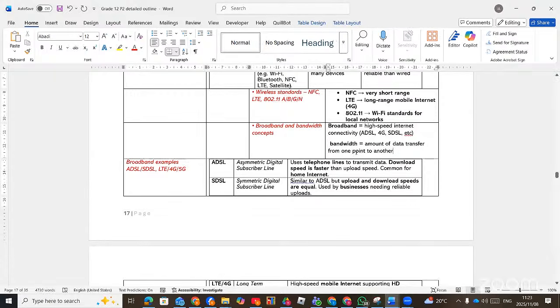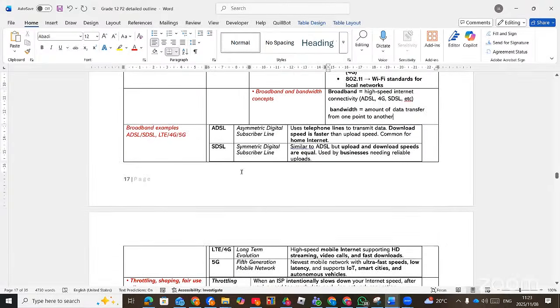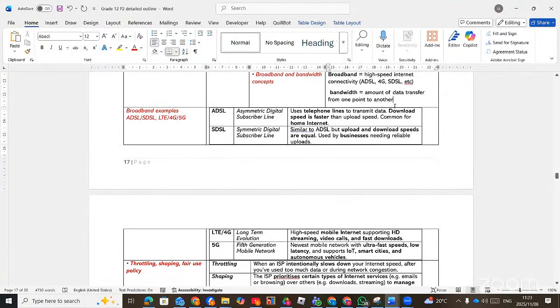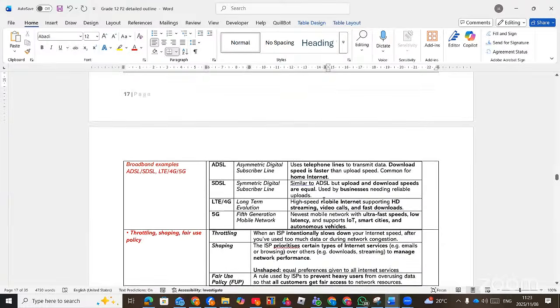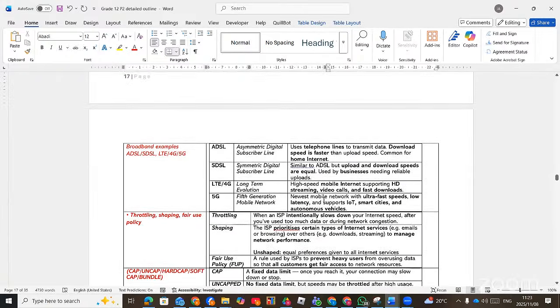That to get the full math. So the bandwidth is the amount of data. Broadband is a type of internet connectivity. And examples of broadband are listed over here. And then you need to know the differences also.